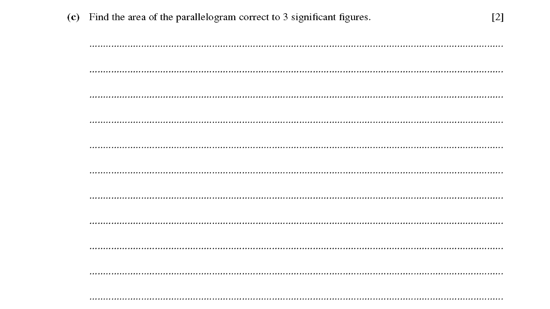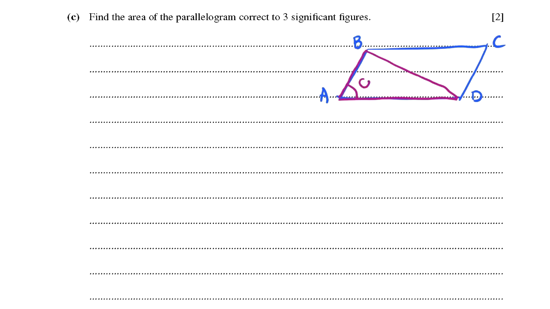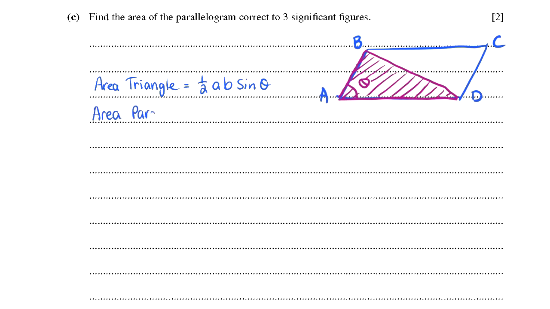Part C says find the area of the parallelogram correct to 3 significant figures. Okay, let's take that parallelogram again and have a little think about this. We know the length of AB and we know the length of AD, and that's kind of handy because ABD makes a triangle, and we know how to find the area of a triangle given two sides and the angle between them. We have all of that information already. So we can find the area of this triangle by doing a half of AB sine theta. But the parallelogram is just two of these triangles together. So to find the area of the parallelogram, we're just going to find the area of the triangle and multiply it by 2.